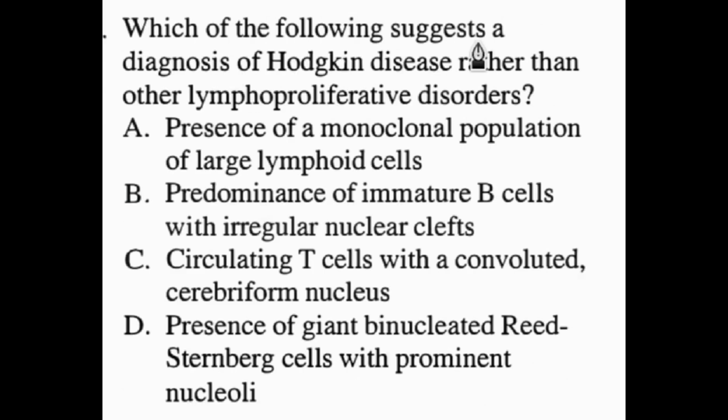Which of the following suggests a diagnosis of Hodgkin's disease rather than other lymphoproliferative disorders? So the correct answer is D. Reed-Sternberg cells. It is the diagnostic cell for Hodgkin's lymphoma. These cells are large and typically have two nuclei, giving them a classic owl-eye appearance. Finding these cells in a lymph node biopsy is essential for diagnosing Hodgkin's disease.